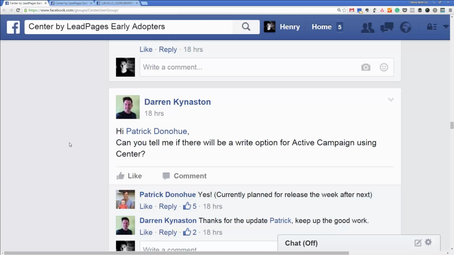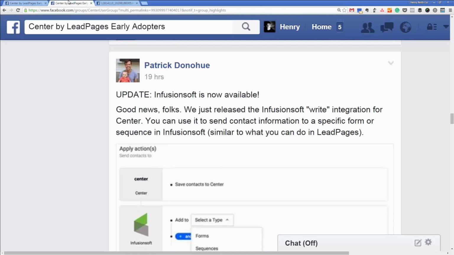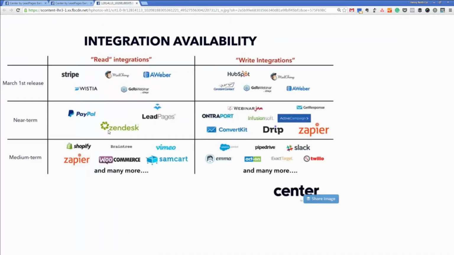So yeah, Darren asked about ActiveCampaign, and Patrick said, in a couple of weeks, about 2 weeks. That's cool. So, yeah, they also released an integration availability kind of timeline or list.